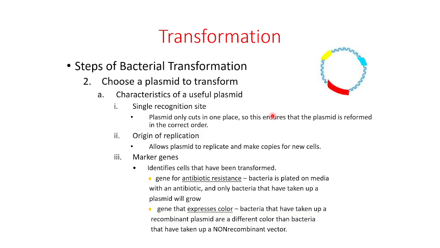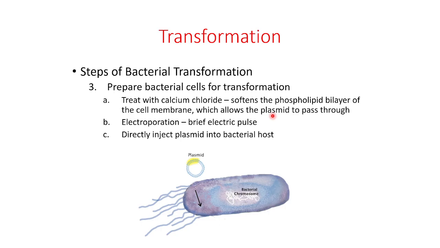The bacteria are plated on media with an antibiotic that they are resistant to, so only the bacteria that have taken up that plasmid will grow. Now, bacteria that have taken up the recombinant plasmid are of a different color than the bacteria that have not taken it up, so there is color generation. So these are characteristics that need to be present in a particular plasmid.